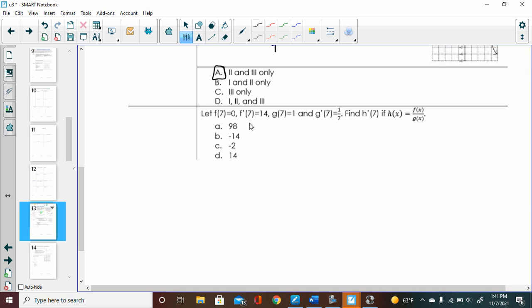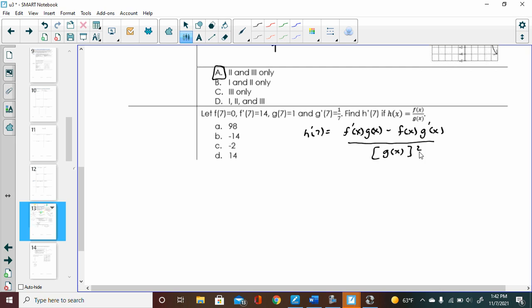So it says f of 7 equals 0. F prime of 7 equals 14. This is true. This is true. Find h prime of 7. So just keep in mind that when we have this kind of derivative, we're trying to find this derivative, we're going to use the quotient rule. So this is your way of practicing so you can memorize this rule. It's just going to be right there in your head.